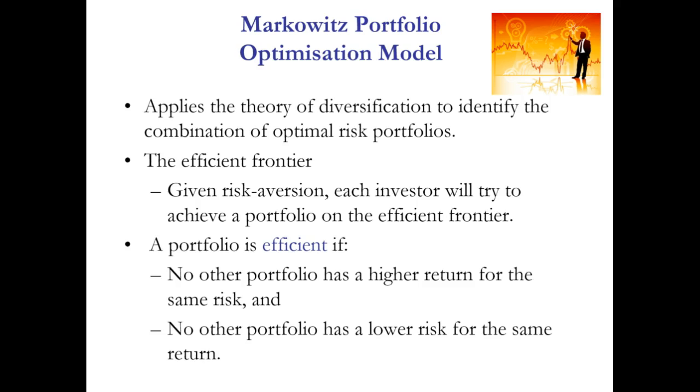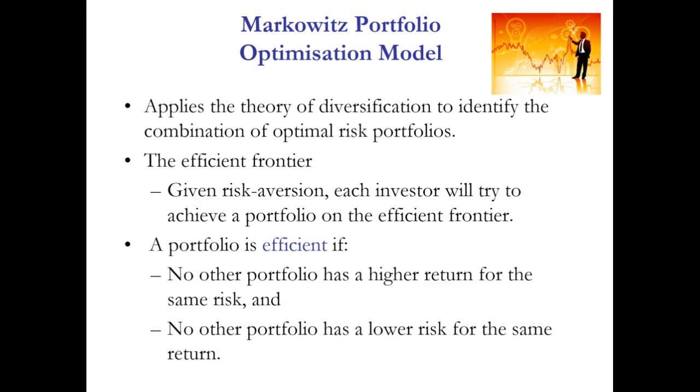The idea behind Markowitz portfolio optimization is that it applies the theory of diversification in order to construct the mix of optimal risky portfolios. That is, Markowitz portfolio optimization helps us to come up with what we know as the efficient frontier. Now, the efficient frontier of risky assets are those combinations of assets, or those portfolios, that each investor will try to achieve in order to maximize their utility.